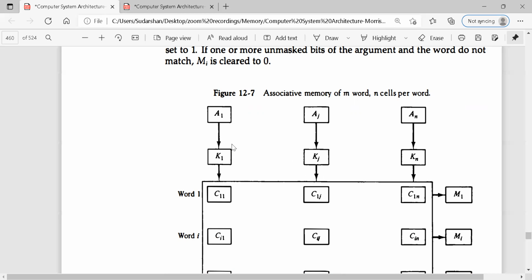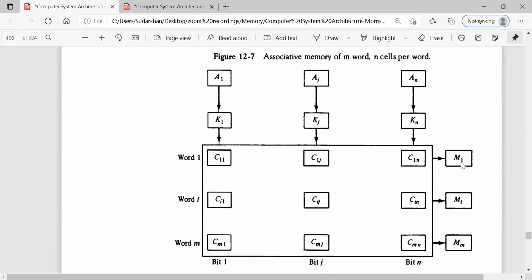Whenever the key register bits are 1, we compare the corresponding bits in word 1. Whenever they match one another, M1 will be set to 1. What is M1? M1 is the match register bit 1 with respect to word 1. So M1 will be 1 or 0. It will be 1 whenever the argument register contents match perfectly with word 1. Whenever there is no match, M1 will be 0.